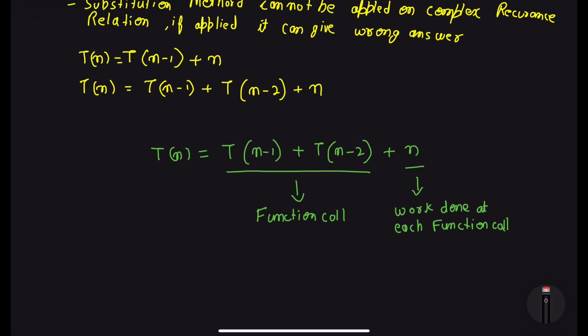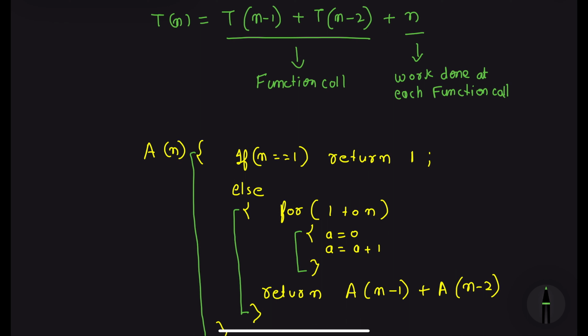So in this example, when the function T(n) is called, inside it is calling two other functions, and apart from calling the two functions there is some extra work being done in that function call, which is consuming n units of time. So here the work done at each function call is n. Let's see what I mean by an example.